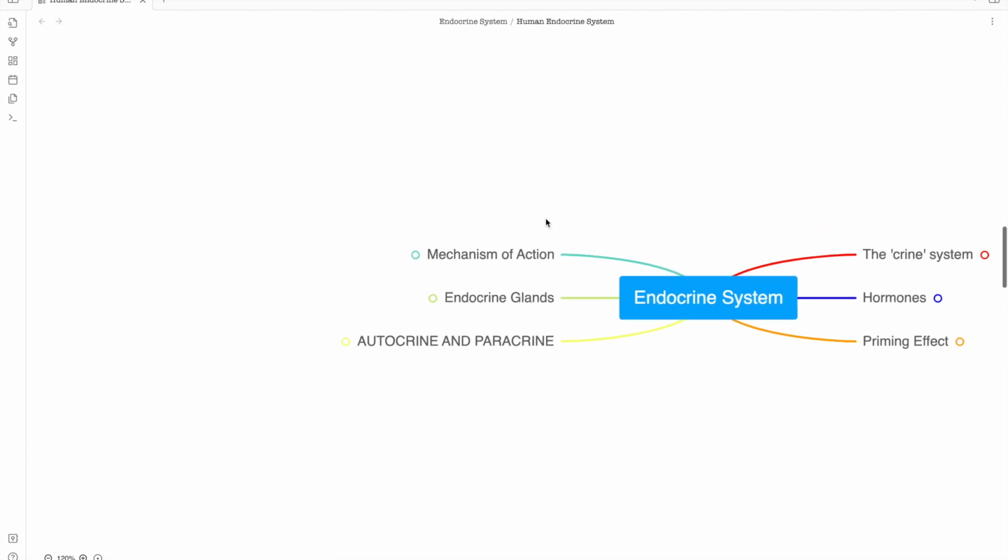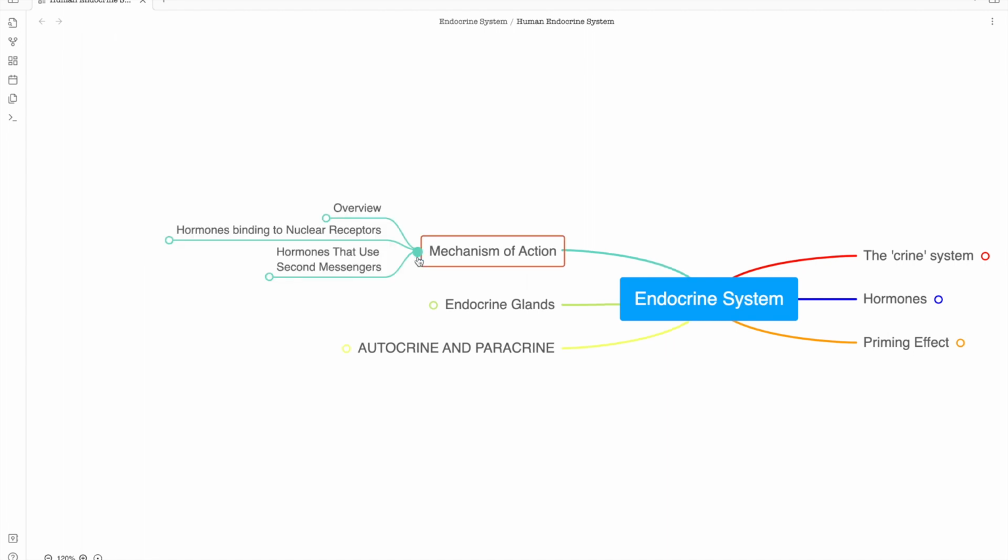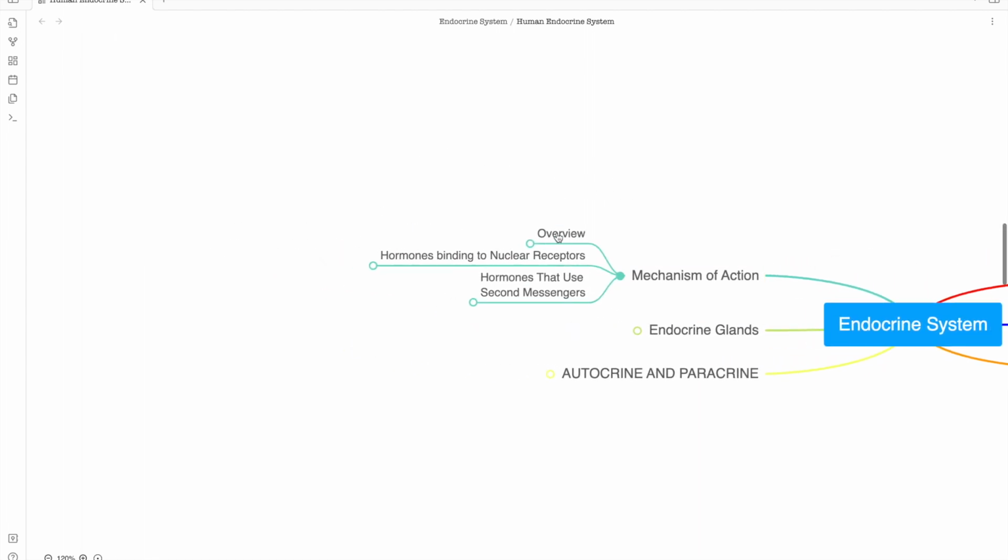Okay, now today our main topic is how the hormone actually works. So this is the mechanism of action. Our agenda today is first to see the overview of the mechanism of action for different hormones, then how the hormones which are bound to different receptors work, and how there are some hormones which use secondary messengers for their activity, how they work.